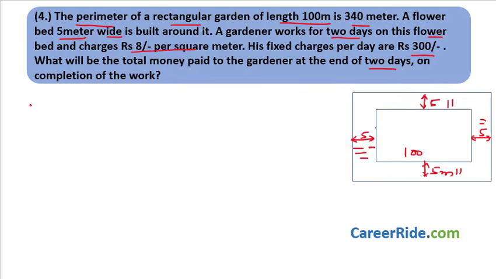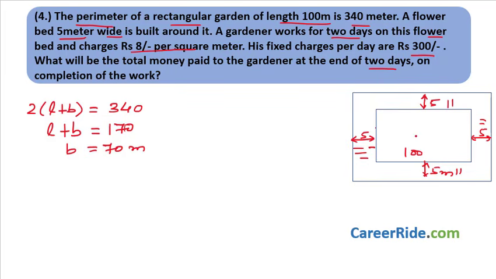It is given that the perimeter, that is 2 into (L plus B), is equal to 340 meters. So L plus B becomes 170, right? And it is given again that the length is 100 meters. So the breadth becomes 70 meters, the breadth of the inside rectangle here. So this is 70 and this is 70 and this is 100, right? That is what we marked in the picture right now.